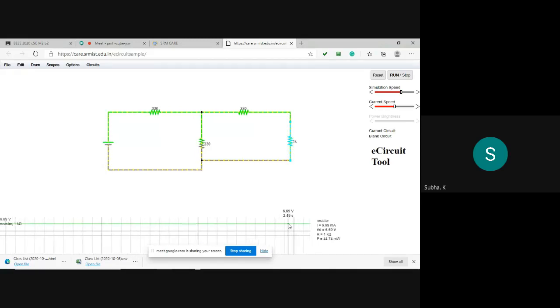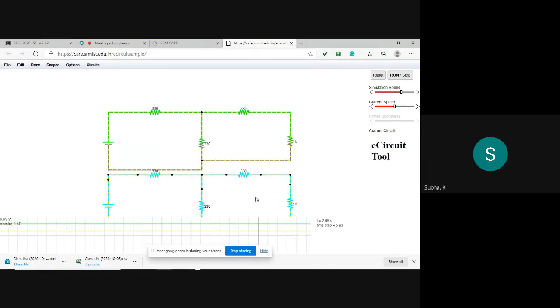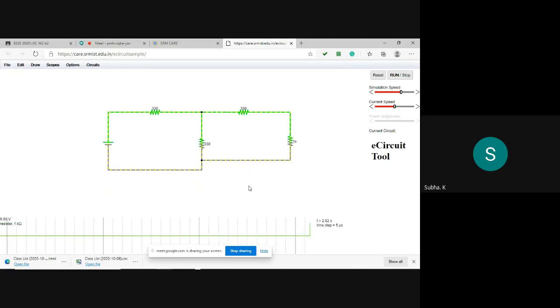The second circuit, I need to find out the open circuit voltage. The same circuit I will copy. I will open this, or otherwise if it is clumsy, you open a new blank circuit and then copy in that. Better I will press control Z and open a new circuit. This you copy.